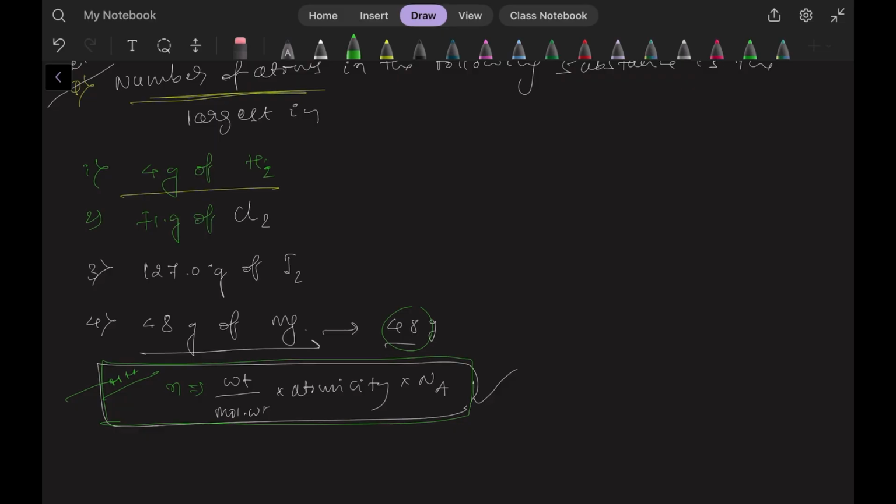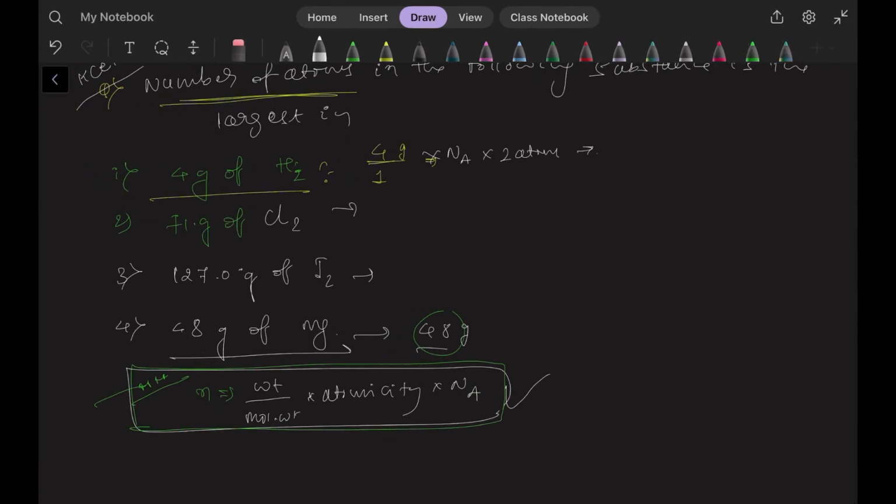First question. 4 gram they given. This is the given weight. Molecular weight of hydrogen is 1 into Avogadro number into number of atoms. कितना है? Only one atom नहीं, 2 atoms है. But keep in mind here 2 atoms are there, means 2 hydrogen. 2 hydrogen is nothing but 1 into 2. So 2 get cancelled. You're going to get 4 Na.